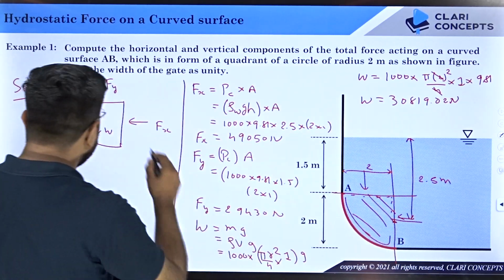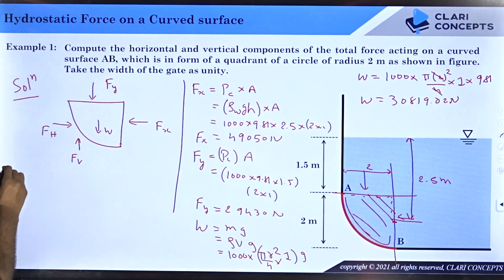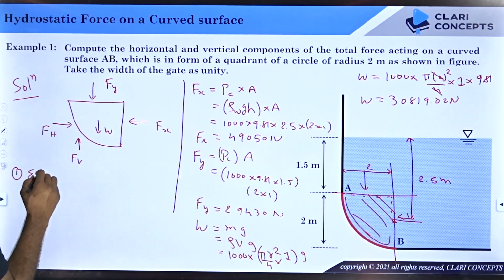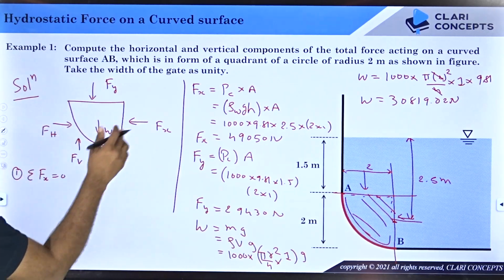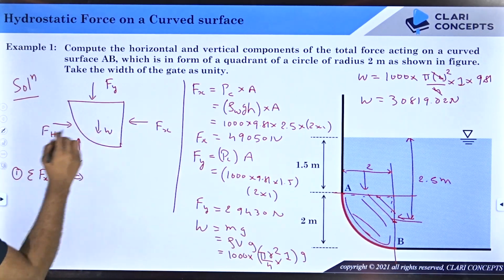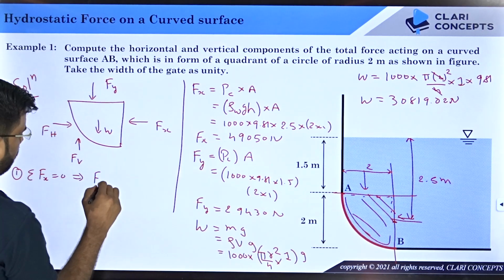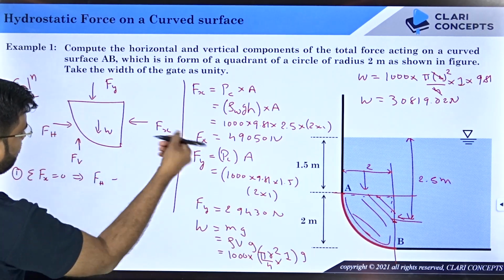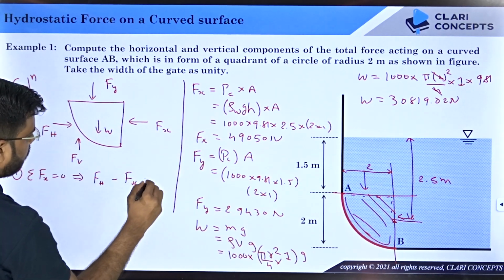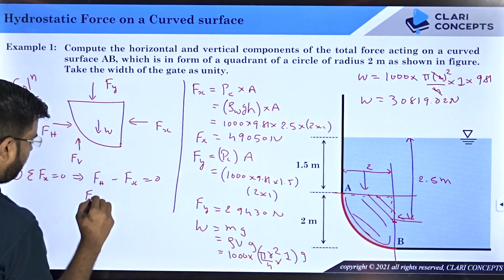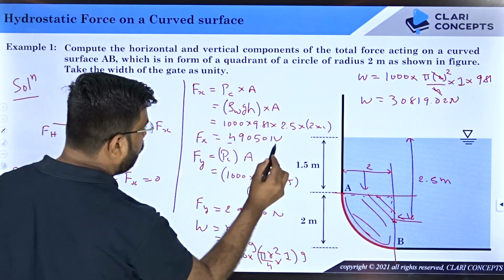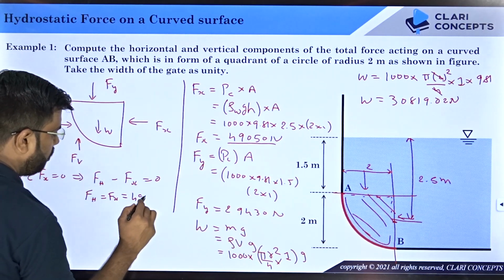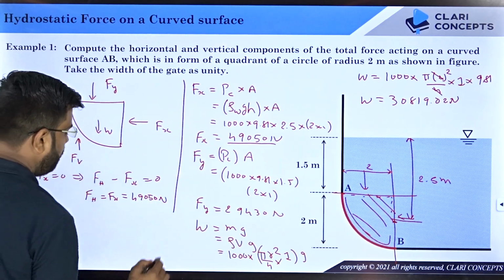Now when you got all these three, now easily you can find. See, first you will do summation of forces along x to be equal to 0, for example. When you say x, that means horizontal direction. This implies you have two forces in horizontal. You take Fh to be positive, right side, minus Fx to be negative, equal to 0. So Fh is exactly equals to Fx, which is equals to 49050 newtons.